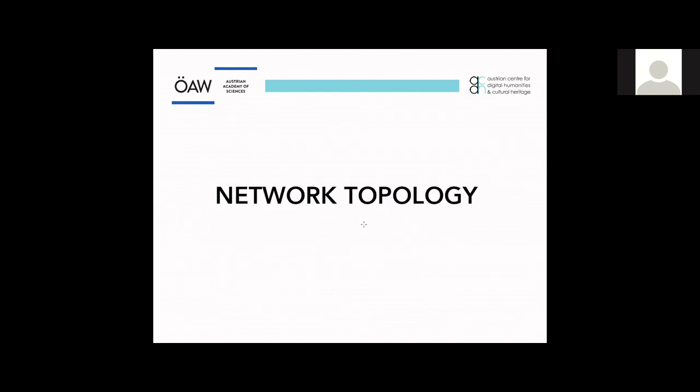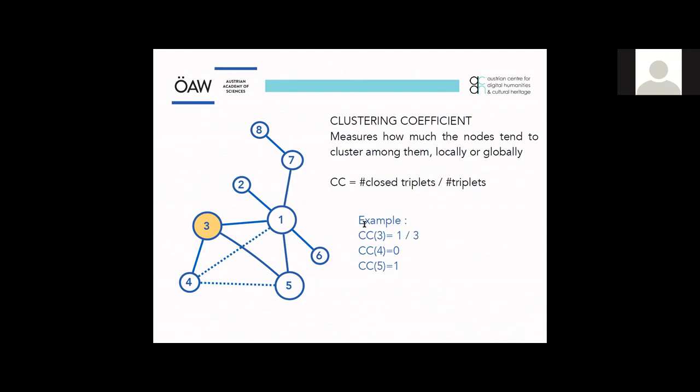And finally, another very important measure is the clustering coefficient. This measures how much the nodes tend to cluster among each other locally or globally. So the general definition of clustering coefficient is the number of closed triplets over the number of possible triplets, right? To give you a way to see it: when I have two friends, so I have links to two other people, the clustering coefficient will measure how likely it is that these two people connect among them.